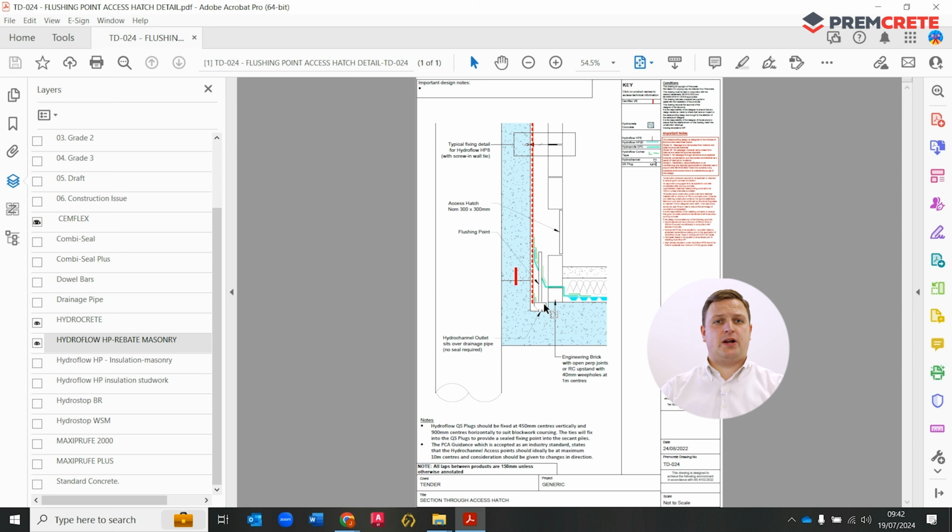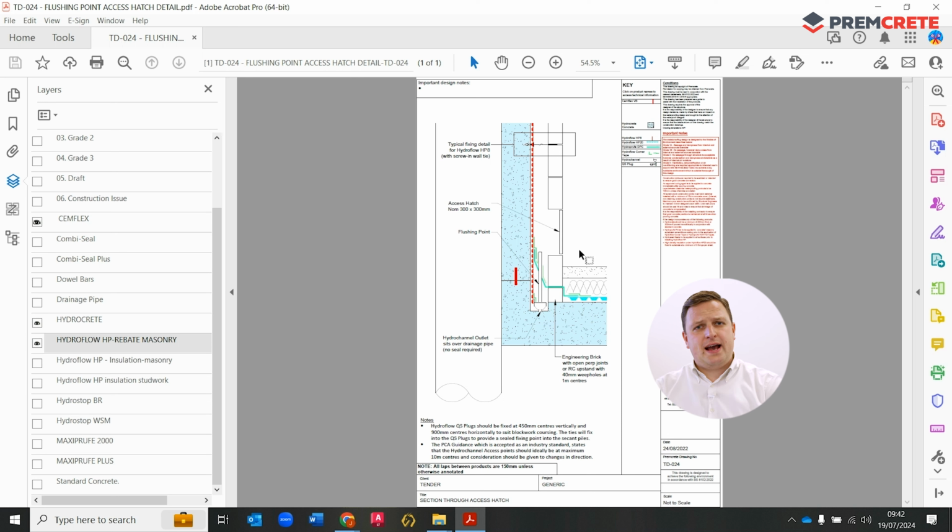This is so that the drainage channel is ultimately the lowest point to collect the water, which is obviously the area of risk. So by incorporating a minimum of a 50 mil rebate, the hydro channel can be housed here and there can be a detail accommodated as is demonstrated.